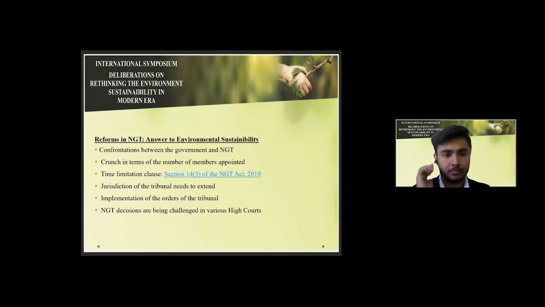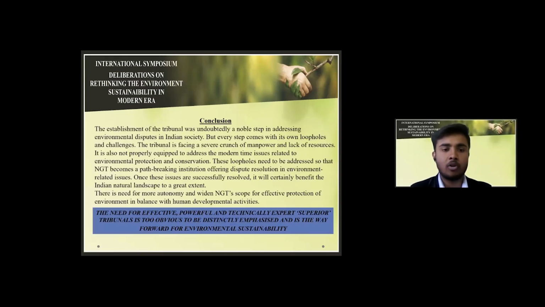So in conclusion, I would like to mention that the establishment of the tribunal was undoubtedly a noble step in addressing environmental disputes in Indian society, but every step comes with its own loopholes and challenges. The tribunal is facing a severe crunch of manpower and lack of resources. It is also not properly equipped to address modern-time issues related to environmental protection and conservation, and these loopholes need to be addressed, as there is a need for more autonomy and to widen the NGT's scope for effective protection of environment in balance with human development activities.